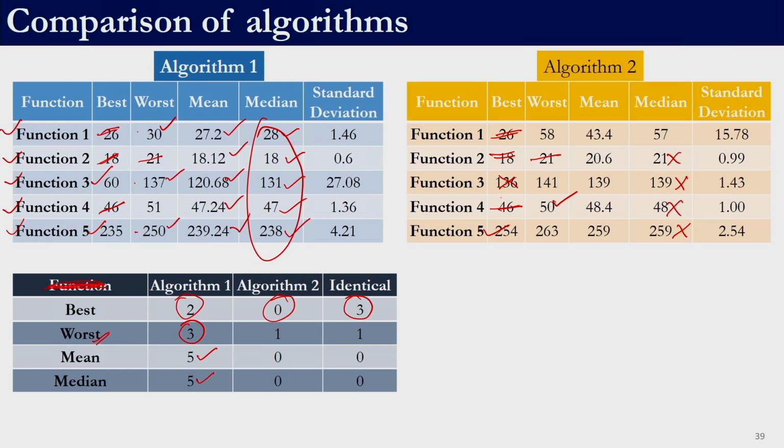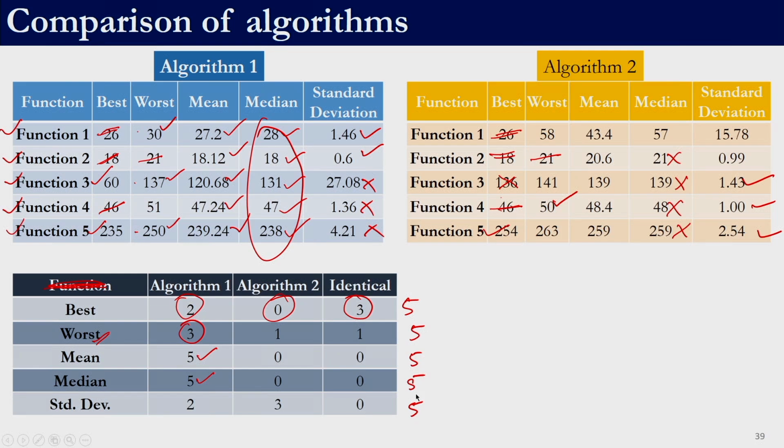So, similarly we can do it with respect to the standard deviation. If we see the standard deviation, for these first 2 problems algorithm 1 has a lower standard deviation, whereas for these 3 problems algorithm 2 has a better standard deviation. So, the sum of all these rows would turn out to be 5, because there are 5 problems. So, this table gives a comparison of both the algorithms.